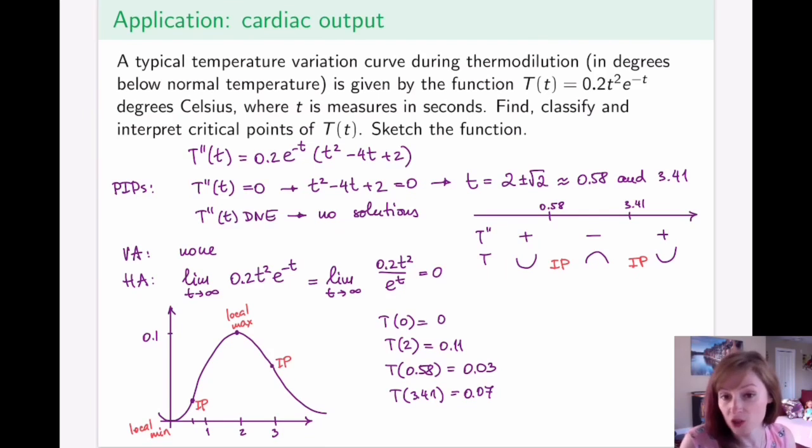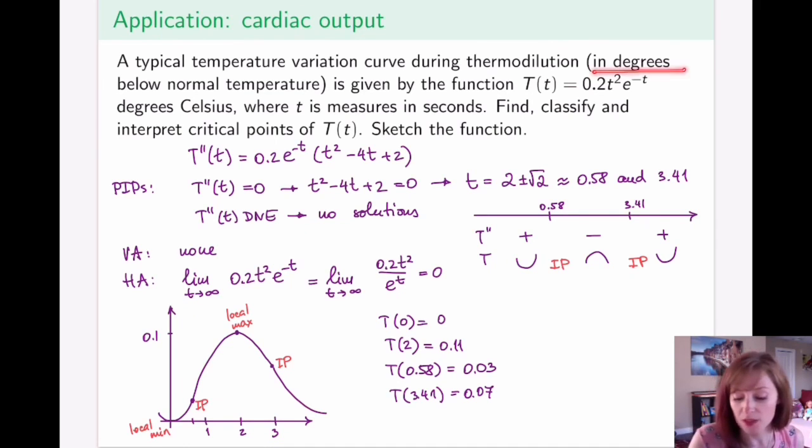This is what a graph should look like. You notice the local minimum at 0, local maximum at 2, concave up behavior at the beginning, switching to concave down between the two inflection points, coming back to concave up again. Whenever you have a problem situated in context, it's always a good idea to check whether your graph or your conclusions make sense within the actual problem.